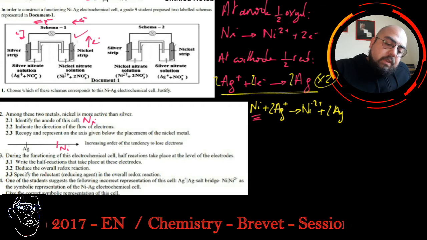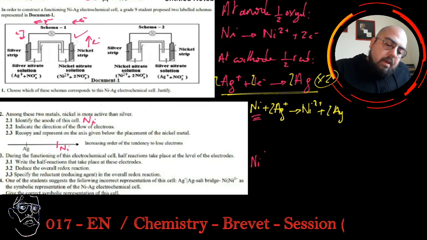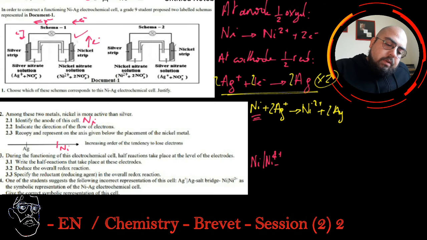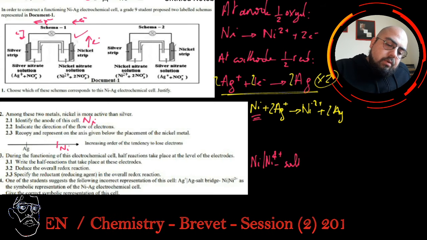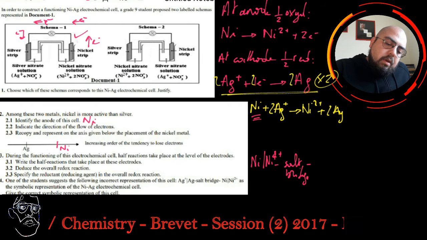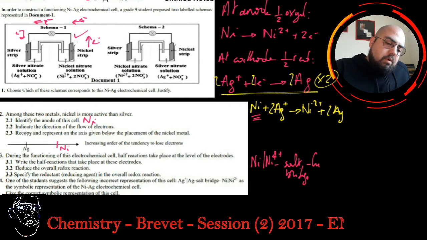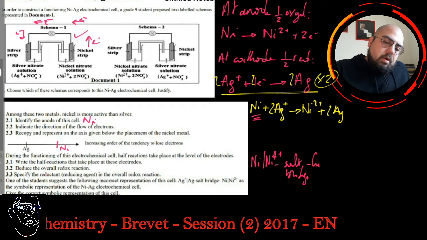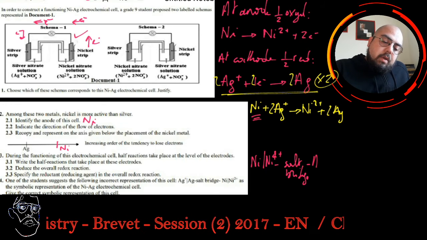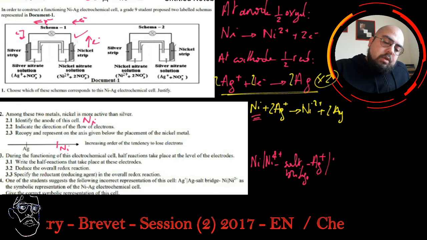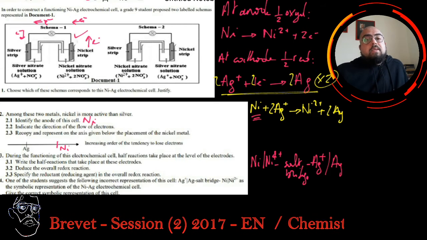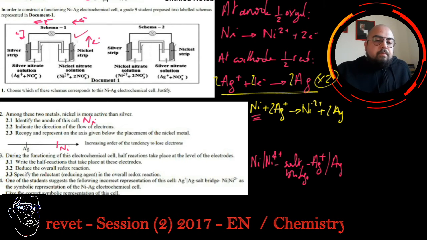So you need to start by Ni, Ni2+, salt bridge, and finally Ag+ and Ag. That's the symbolic representation of this electrochemical cell.